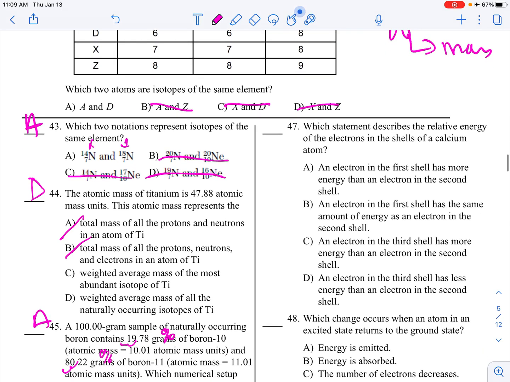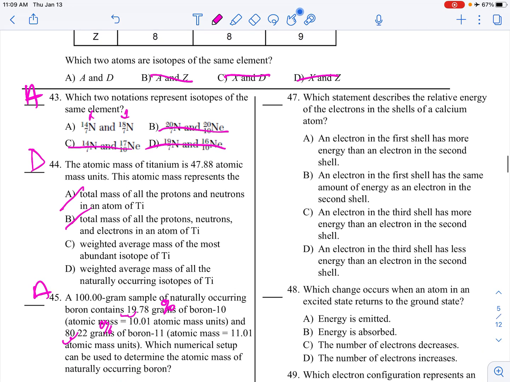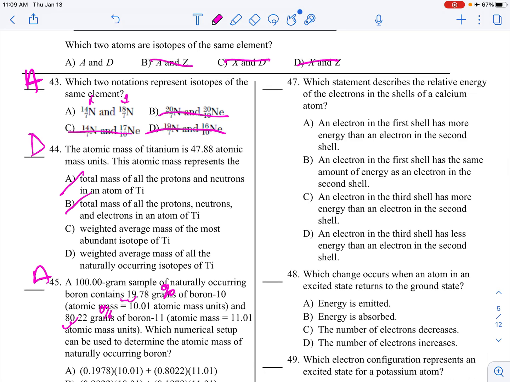Which statement describes the relative energy of the electrons in the shells of a calcium atom? So where are the highest energy? Think about a concert. If you're front row, you can see everything, you can hear everything, you're loving it, you're not putting a lot of energy into seeing what's going on and participating. If you're in the last row, it's hard to hear, it's hard to see, people might be in your way. So you're putting in a lot of energy to participate. So an electron in the first shell should have lower energy than anything else. So first has more energy than second? First has the same? Nope. Third has more energy than the second, that's it.